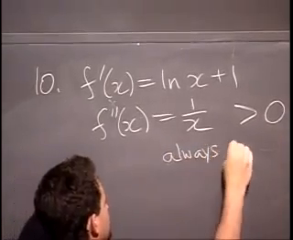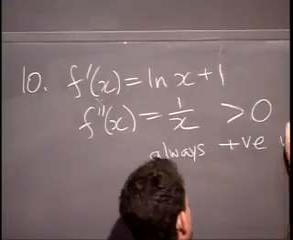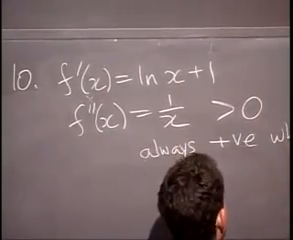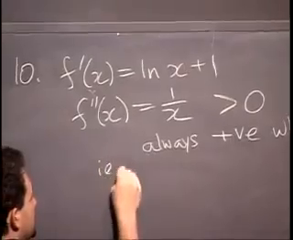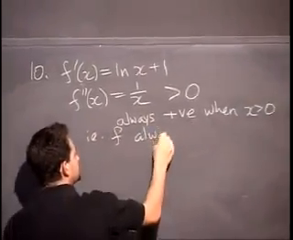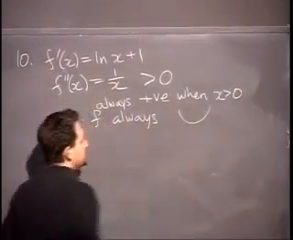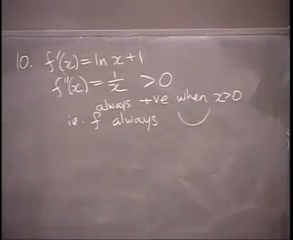Always positive over in the domain x greater than 0. So it's always concave up, i.e. f is always concave up. And in particular, there's no points of inflection because the second derivative is never 0.